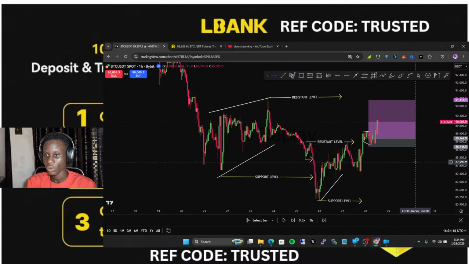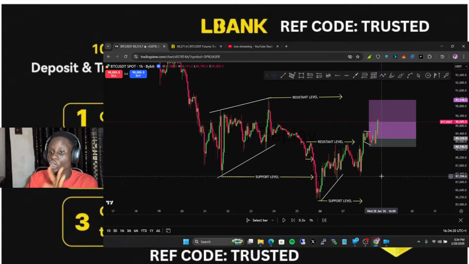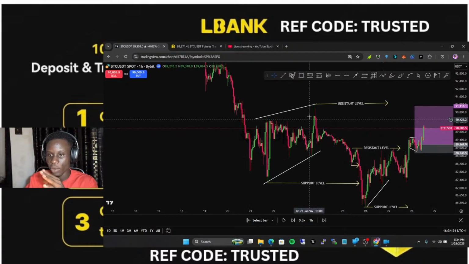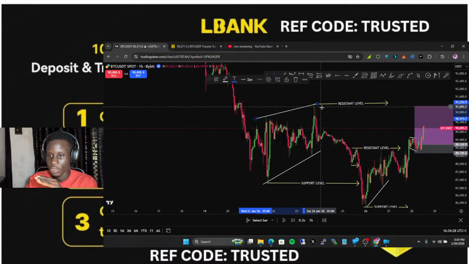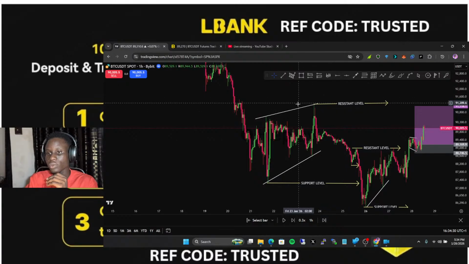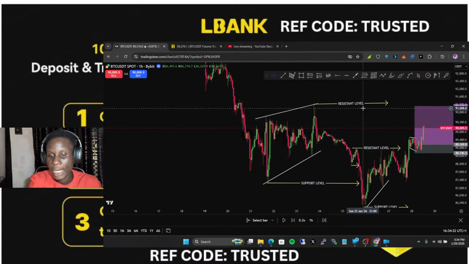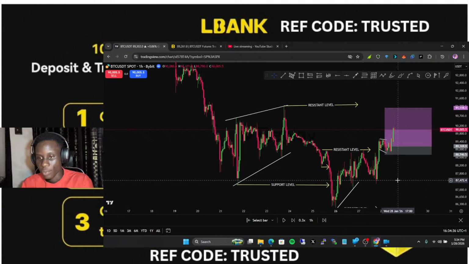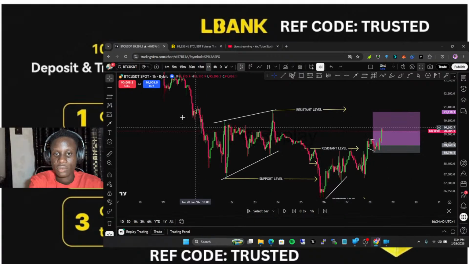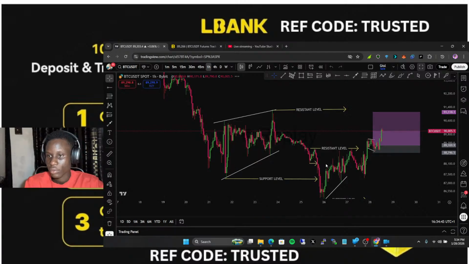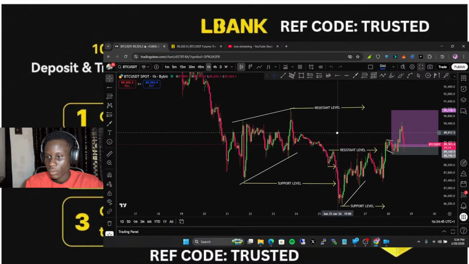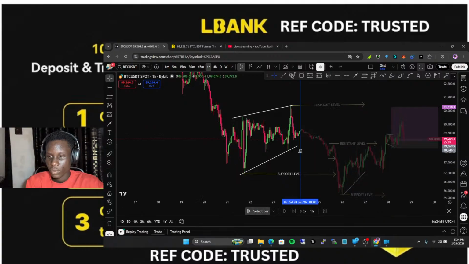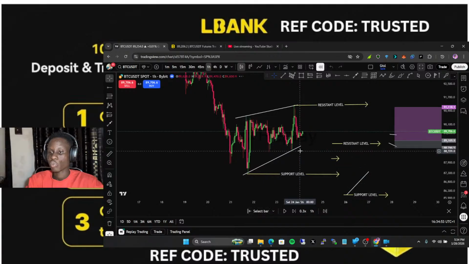Sorry for that. So now we want to take the continuation part of our entry model, and I'm going to take price back to what happened on Saturday on BTC USDT. Yeah, so let me take it back here so that I can show you the continuation entry model. So let's take price back to this point.